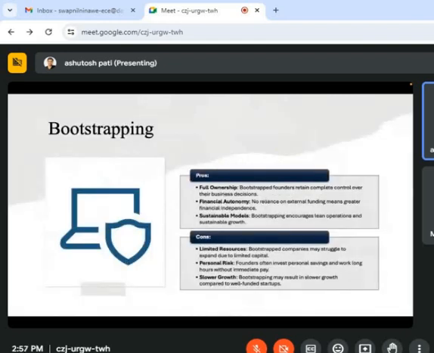And now coming to bootstrapping. Bootstrapping also has some pros and cons. It's not that if you start bootstrapping you will make profit and there is no loss factor. One pro is you have full ownership because you started on your own. You have complete control over business decisions. You hire as many people as you require, and you may not hire when it is not required, or you try to manage by yourself. It also gives you financial autonomy because there is no reliance on external funding, which means you have greater financial independence.